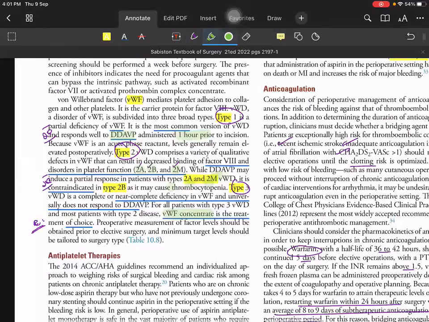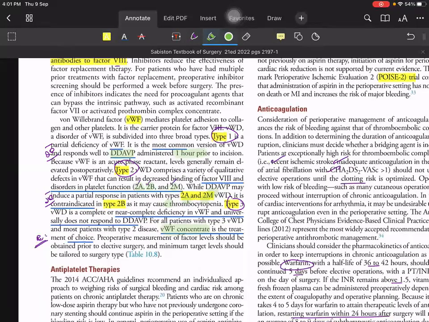Simply, von Willebrand disease has 3 types: 1, 2, 3. Type 1 is the most common and responds to DDAVP 1 hour prior to incision. Type 2 has A, B, and M. A and M partially respond to vasopressin, and 2B is contraindicated for vasopressin. Type 3 also does not respond to DDAVP. So for type 3 and some of type 2, you have to give factor concentrate.